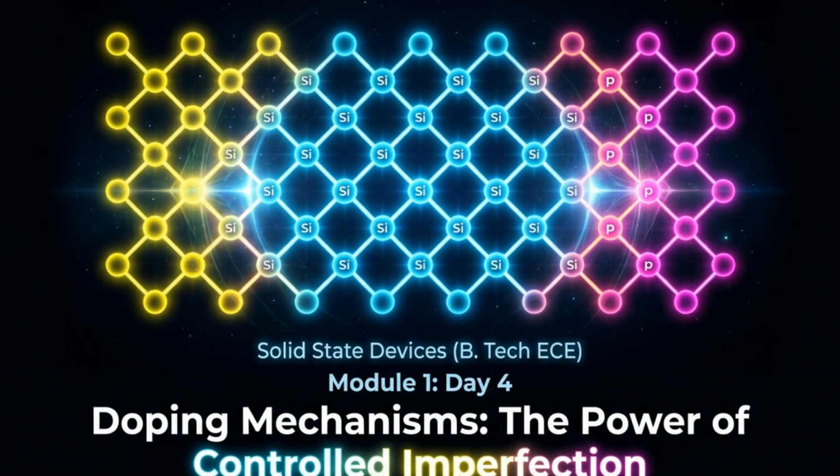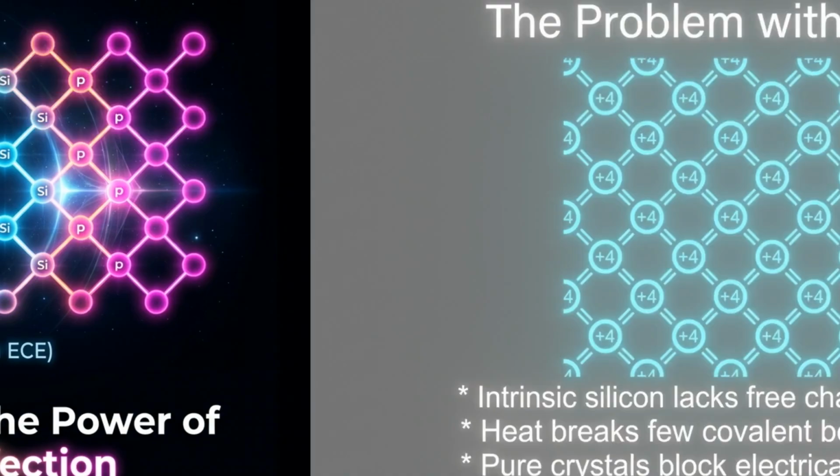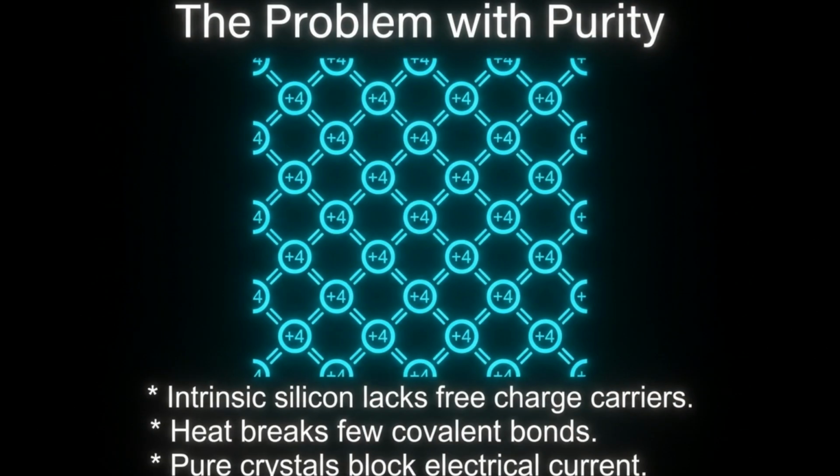Welcome to Day 4 of Solid-State Devices, B.Tech ECE, where we explore doping mechanisms, the controlled imperfection that powers modern electronics. The challenge with pure or intrinsic silicon is its lack of free charge carriers. Only a few covalent bonds break with heat, meaning pure crystals block electrical current.